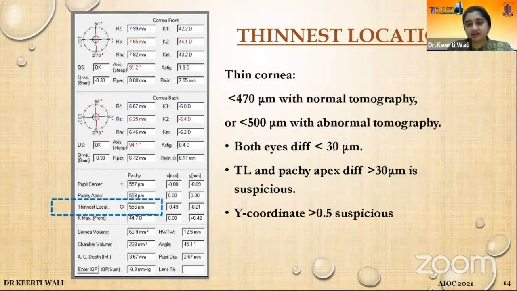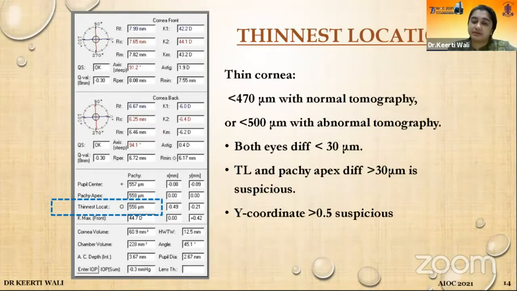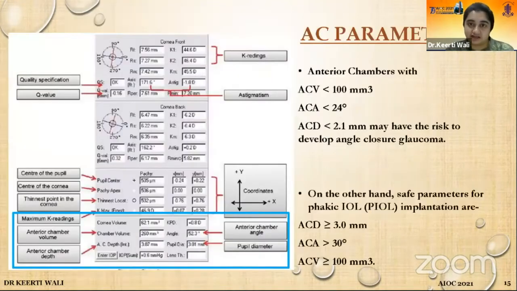And if it is less than 500 microns with abnormal topography, then also it's a high risk case. If the both eye difference is more than 30 microns, it's suspicious of ectatic disease. And if the difference between the pachy-apex and the thinnest location is more than 30 microns, that is also suspicious. And we have to see this Y coordinate of the thinnest location. Here it is minus 0.21. If it is more than 0.5, it is suspicious. And if it is more than 1, it is definitely a high risk character.